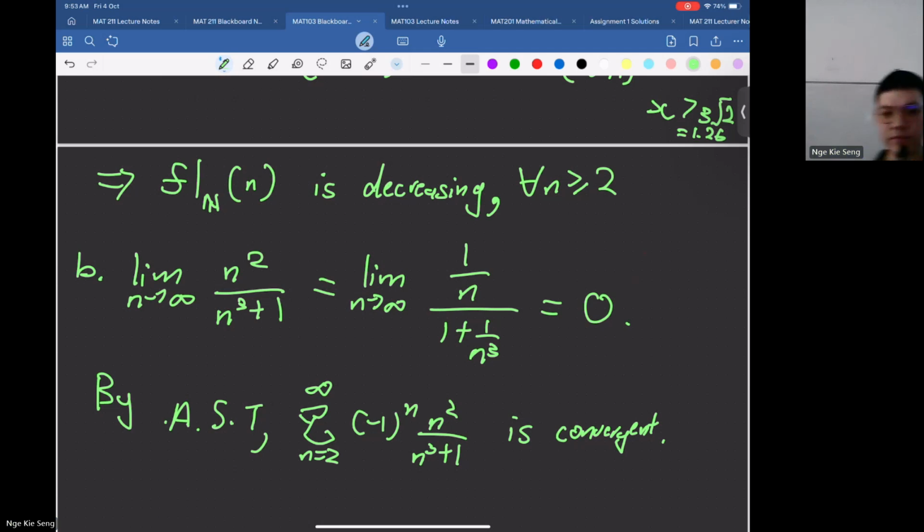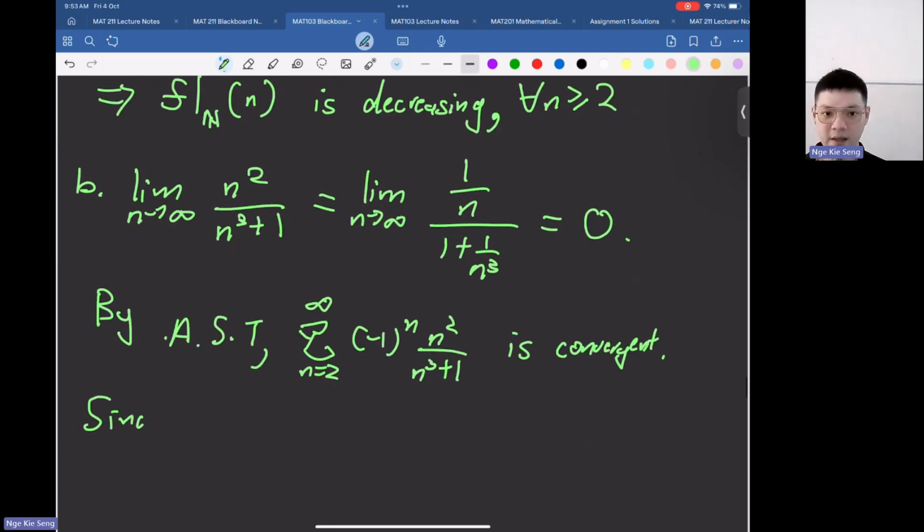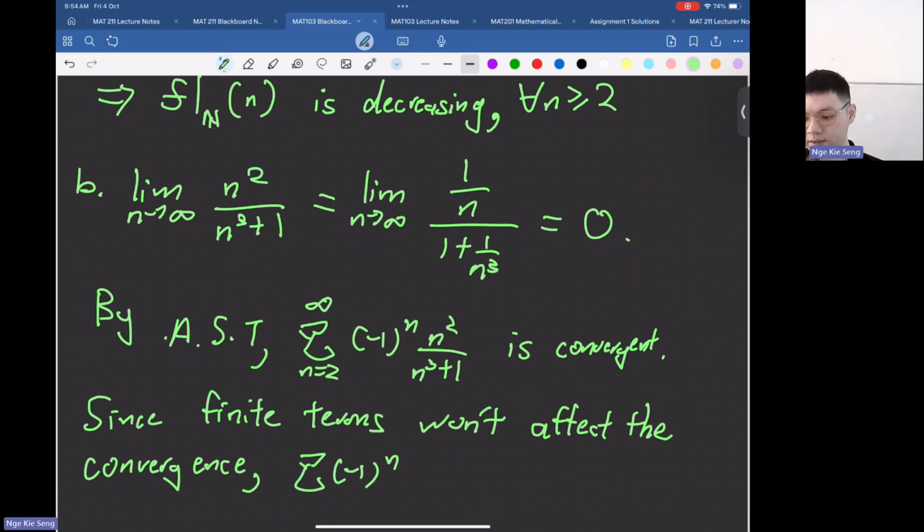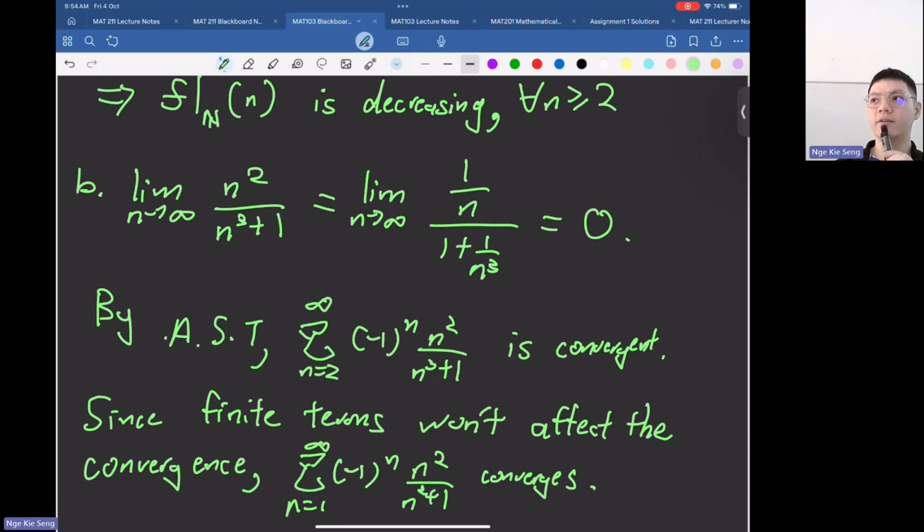Okay. So since finite terms won't affect the convergence, we simply add the first term back into our series. They still converge. Okay. Any question? Got question or no? Okay.